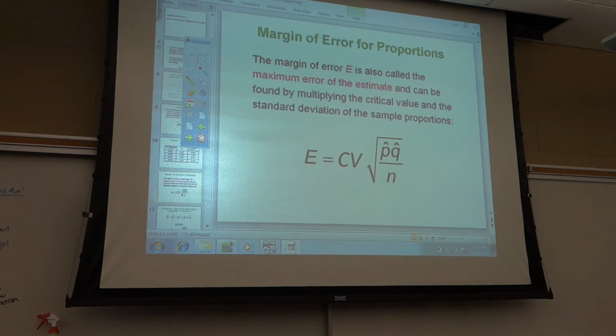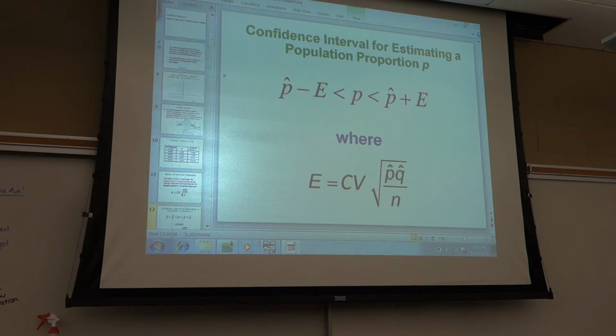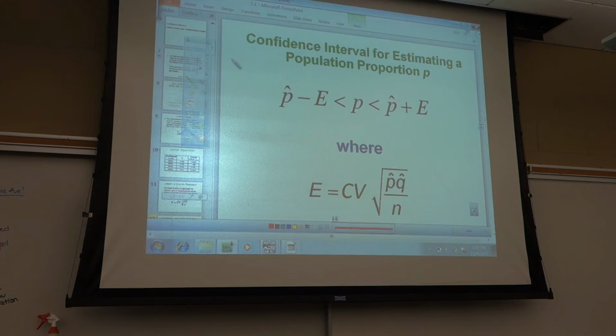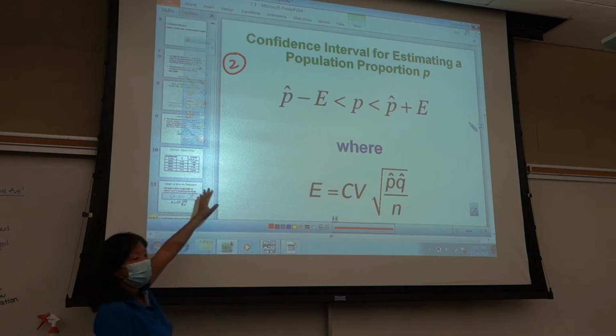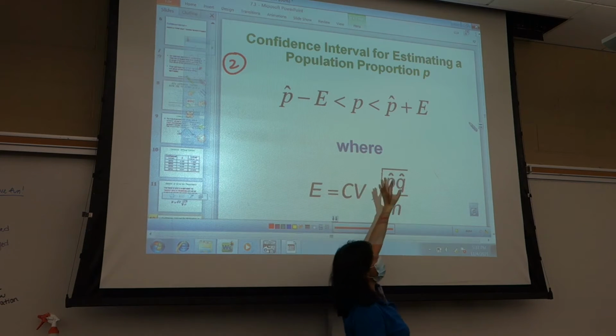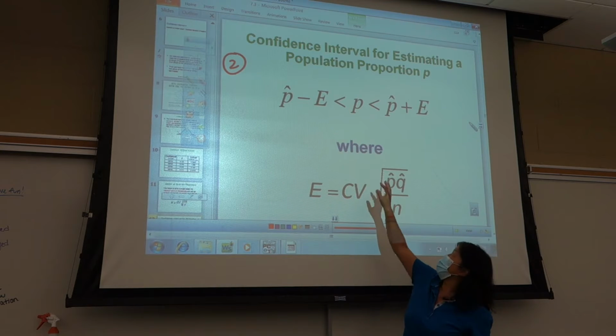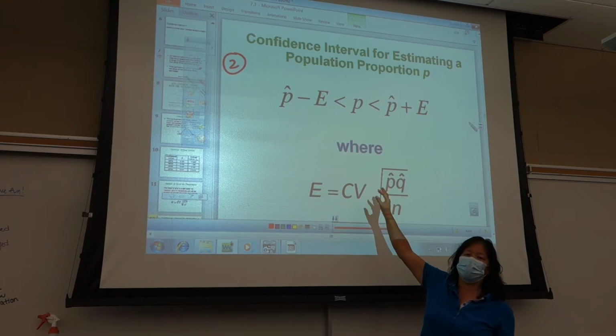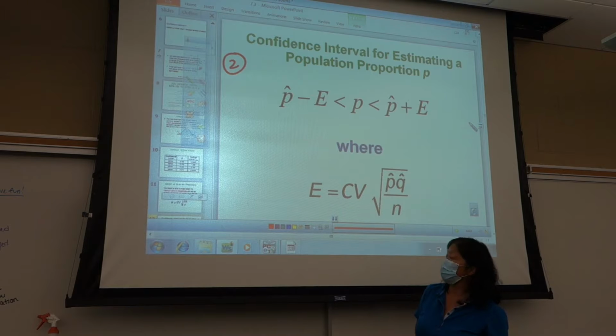Okay. Good. Then the confidence interval. So that's the first step. The second step is finding the actual confidence interval. So margin of error is just the first part. Second part is the confidence interval itself. You take p hat and you subtract e, and you take p hat and you add e. And we're saying that our true proportion p naught is between those two.